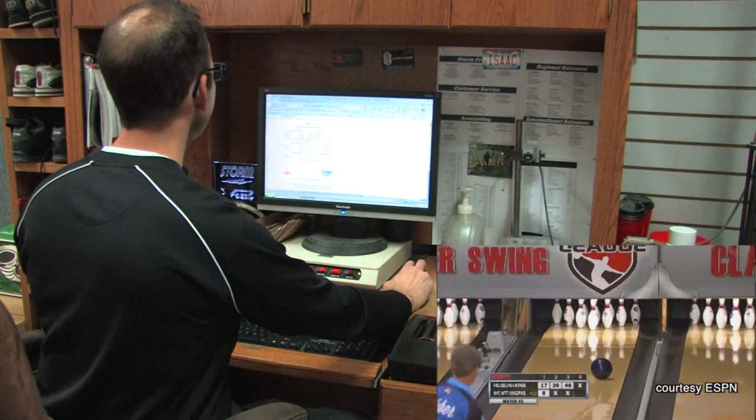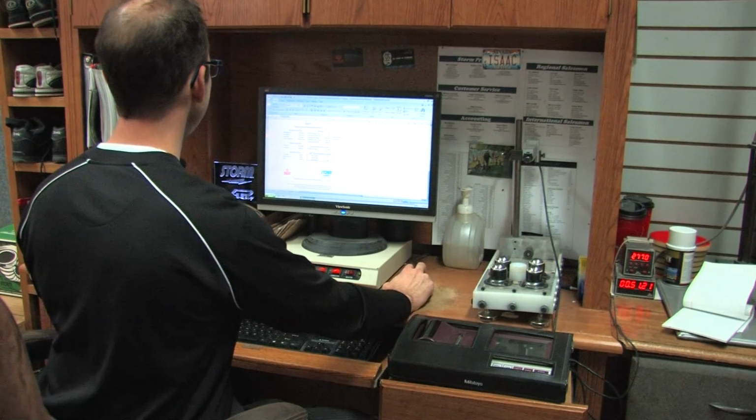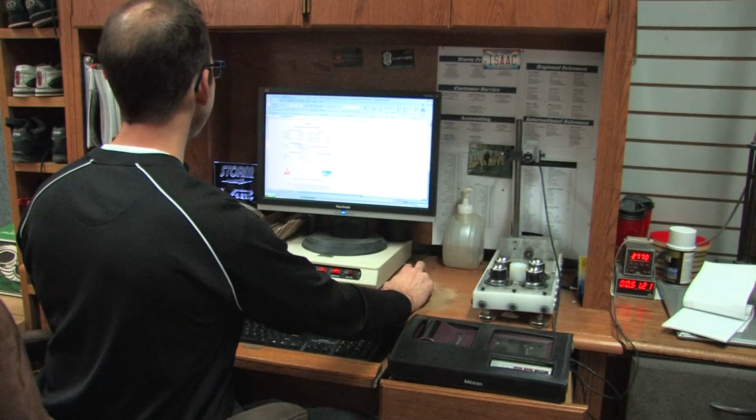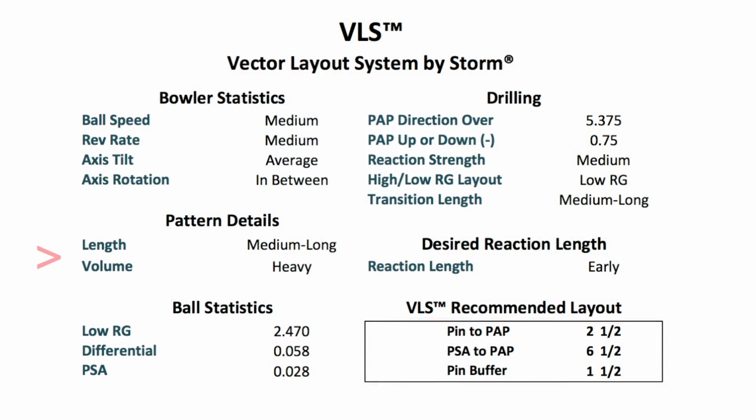So now we have our bowler statistics entered, we have the PAP measurements in, we also have the ball statistics in. Now again, we're looking at bowling in Reno for the Open Championships, so we know that the length is going to be a medium long to a long condition, 41 feet, so let's say that it's medium long. Now the volume of oil, because of where we're at, we know that it's a heavy volume of oil by looking at the patterns on bowl.com, so we know what our condition is.